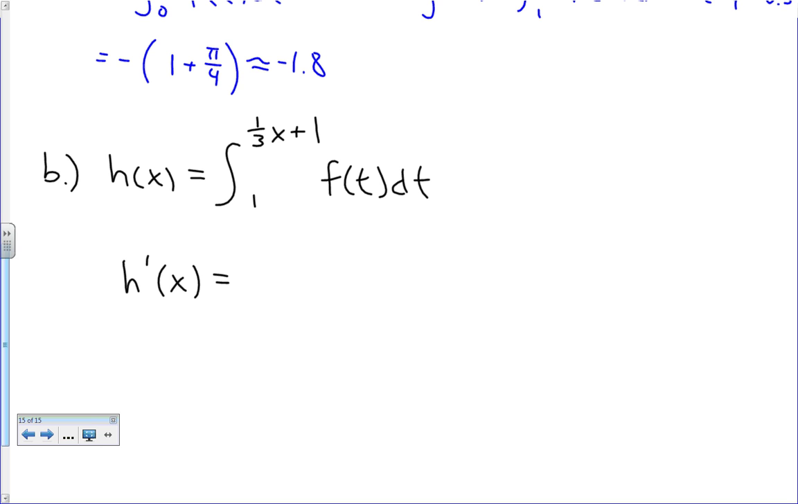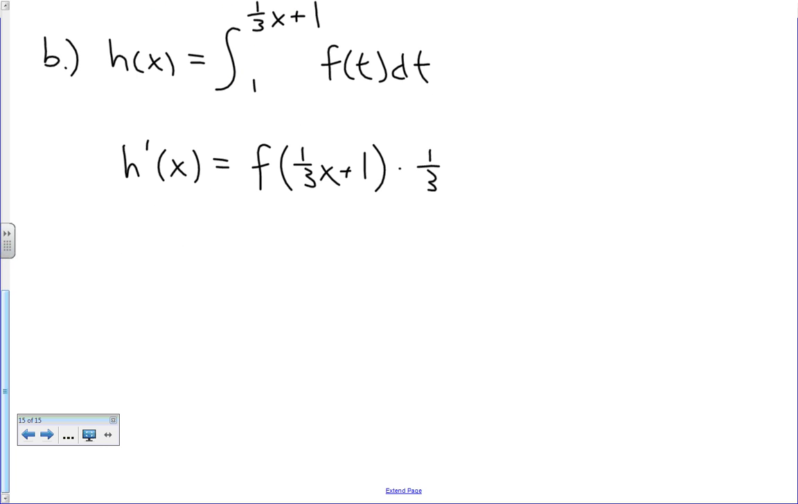So h prime of x, we've got a function defined as a definite integral where the upper bound is a function of x. So to find the derivative of this, we just use our second form of the fundamental theorem of calculus. The rule says you take this function f of t, and you replace the t with the upper bound, so it's going to be f of 1/3 x plus 1. And then we multiply by the derivative of the upper bound. That's just a linear function. The derivative is 1/3. All right, so there's the rule for the derivative of h.